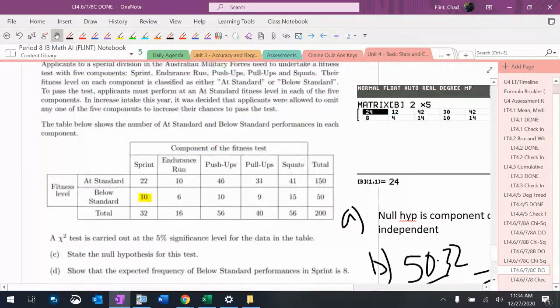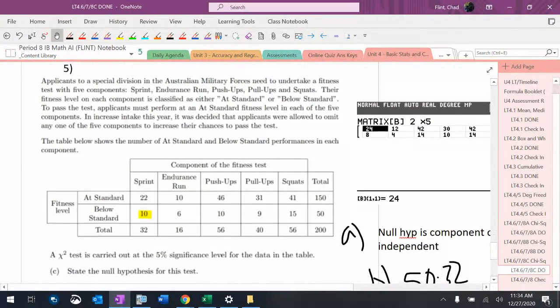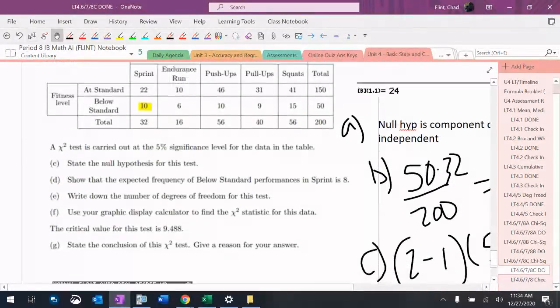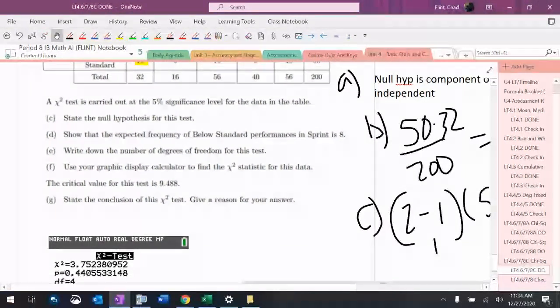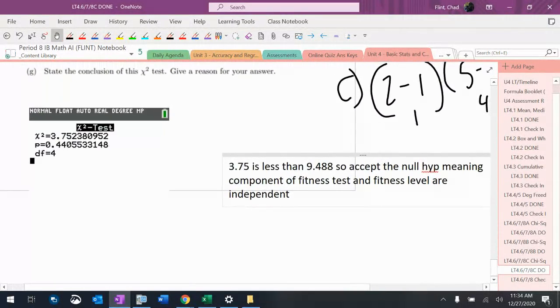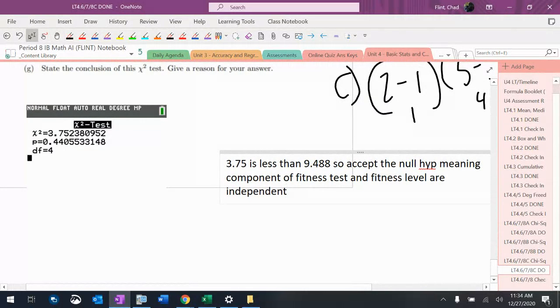Which should make some sense because if you're going to pass these fitness tests, and we're talking special forces of the military, you're probably going to pass most of them. And if you're going to fail one of them, you're probably going to fail most of them. I would assume that if you're in the special forces and you can pass more than one of the fitness tests, you probably can pass all of them.